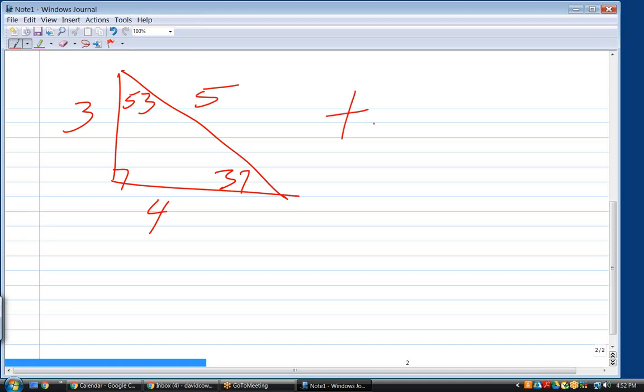What is the inverse tangent of 4/5? 53 degrees. Oh, okay. Excuse me, my mistake, I didn't see. Well, I messed it up. What's the inverse tangent of 4/3? And don't use your calculator, use this figure.